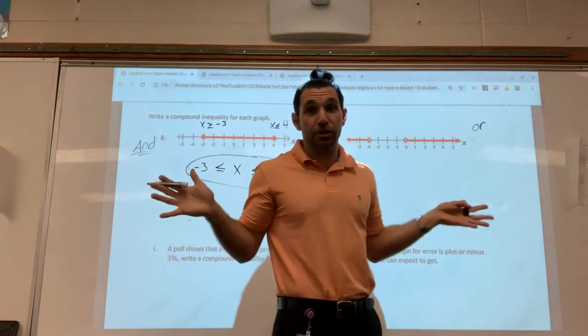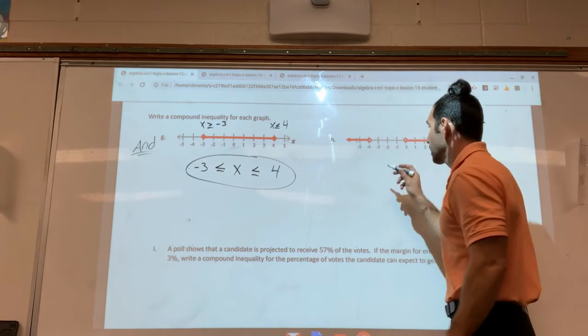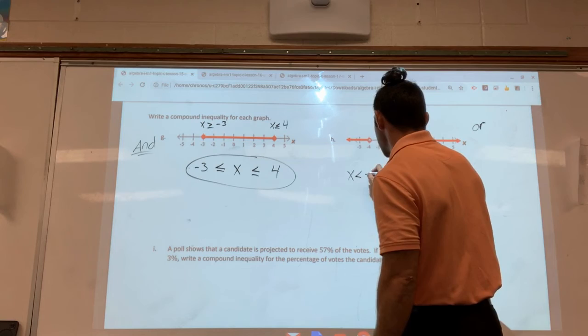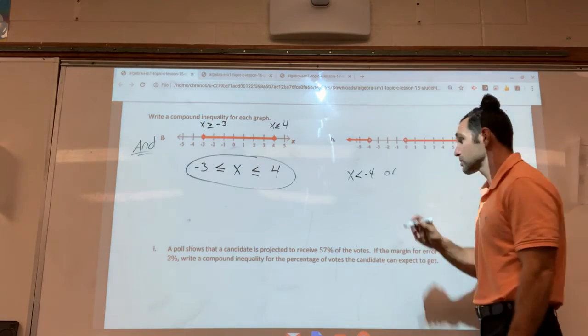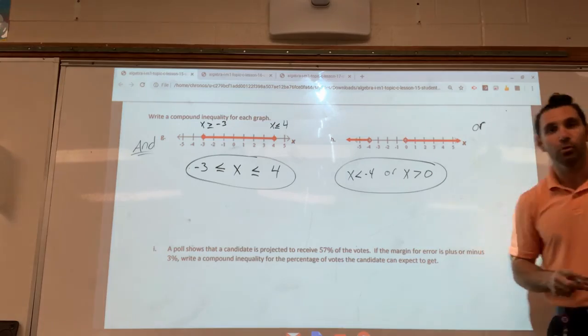The or, the Egyptian arms, okay, like walk like an Egyptian? Okay, good. I just did that on camera, I know. This is going to be an or. So x is less than -4. Why just less than? Because it's an open circle. Or x is greater than 0. You can't simplify that anymore.